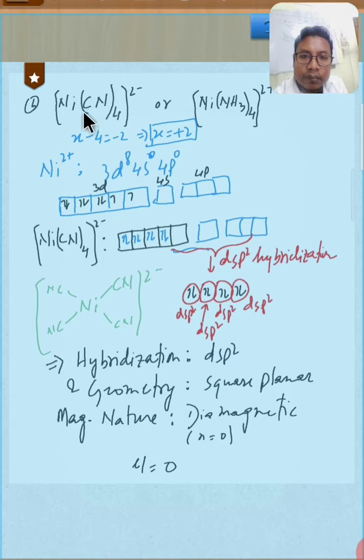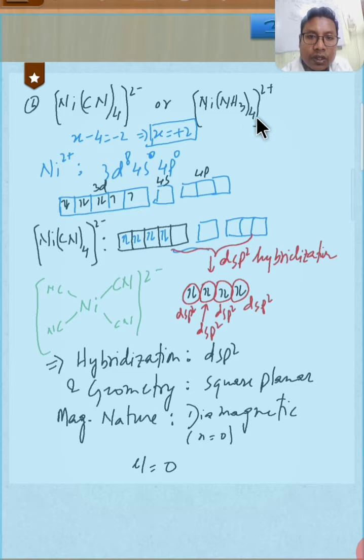In this case, I am taking Ni(CN)4 2-, or this example is very similar to this one, Ni(NH3)4. The charge of the complex will be +2 here in this case. In both cases, the ligands are strong and the nickel has an oxidation state of +2, right? So the electronic configuration is this. Since CN is a strong ligand, these two unpaired electrons will be getting paired up, and ammonia is also a strong ligand, so pairing of electrons will take place.